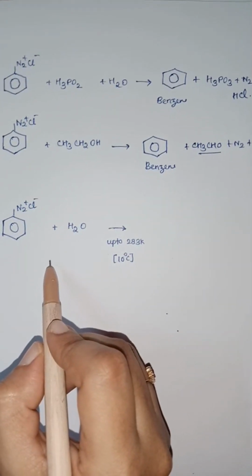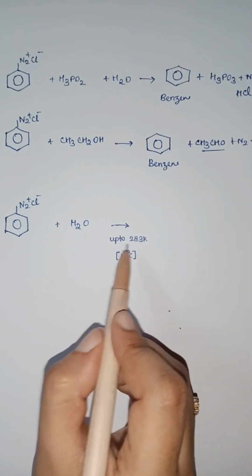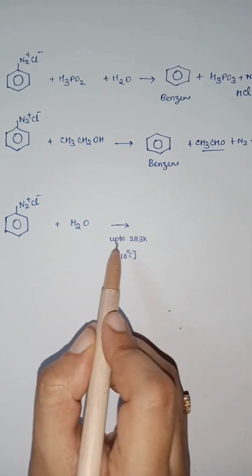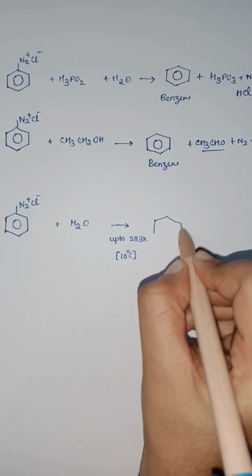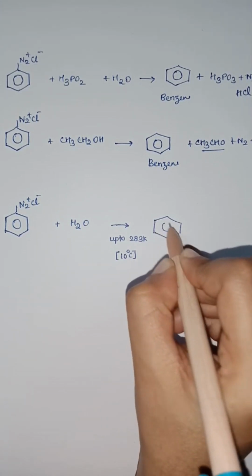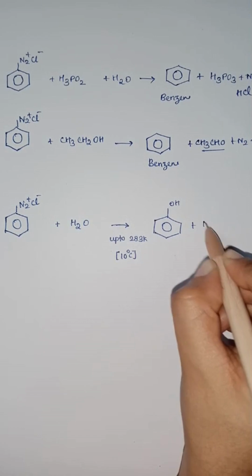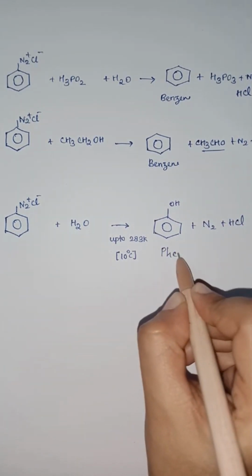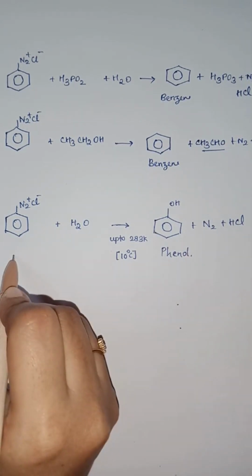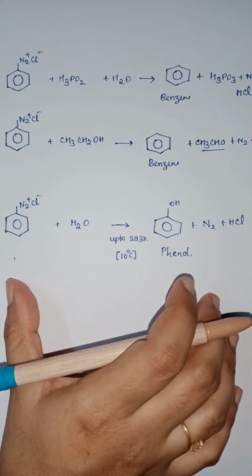The diazonium chloride is stable at 0 to 5 degrees. I am just increasing the temperature, so it will not be stable at this temperature. So this diazonium decomposes and the hydroxyl group displaces it. We will get phenol as our product. Phenol can be prepared from benzene diazonium chloride. It's one of the preparation methods for phenol.